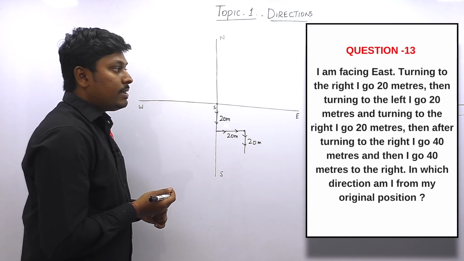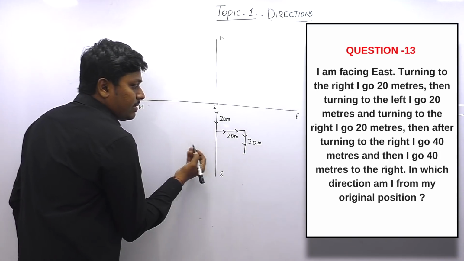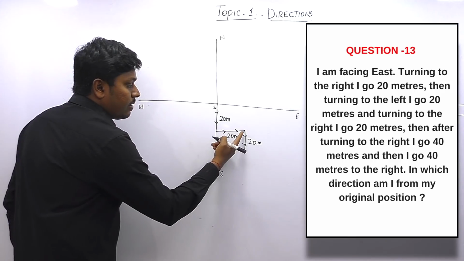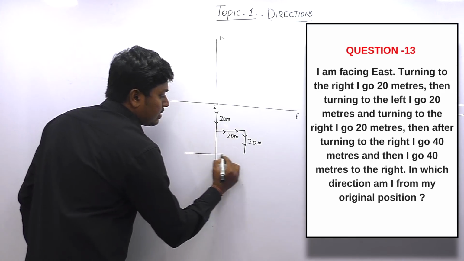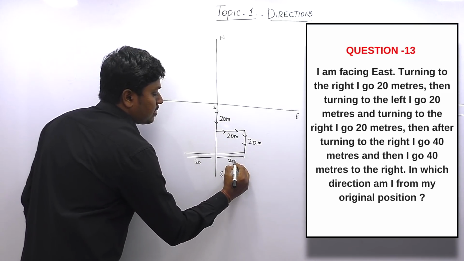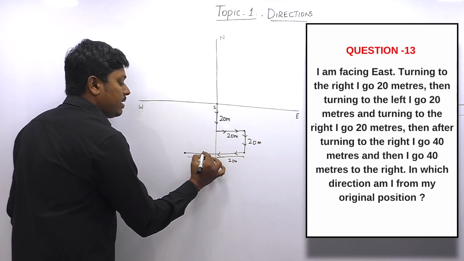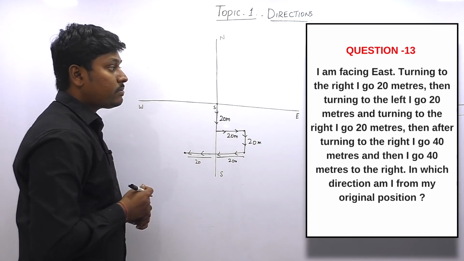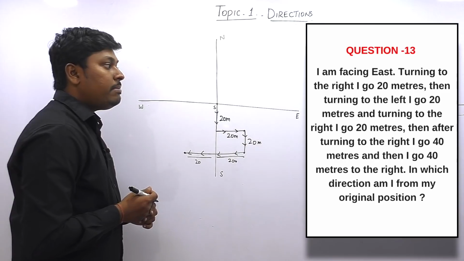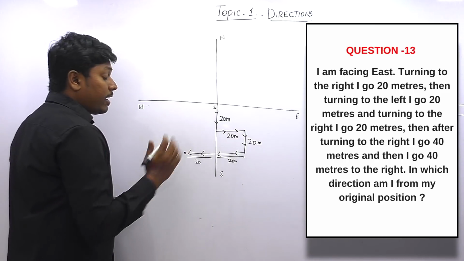Next point, then after turning to right, I go 40 meters. From this point, if we turn right and walk 40 meters, so this will be 20 meters. So we can say at this point, this will be 20 and this will be 20. So the total distance will be 40 meters. From this point, he takes a right turn and walks 40 meters. And then I go 40 meters to the right. So from this point again he takes a right turn and walks 40 meters.